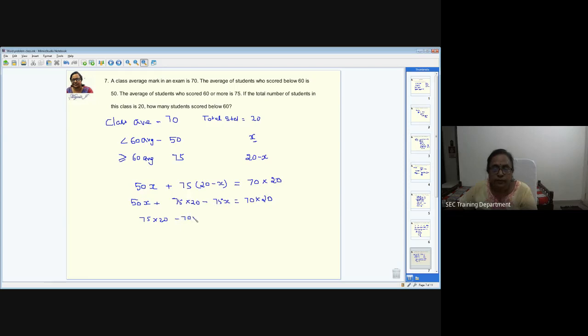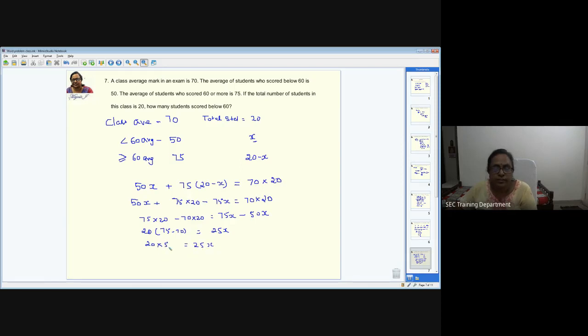70 into 20 equals, take this part here, it's going to be 75x minus 50x, because I'm bringing this 50x also to this side. So when you take 20 as common, this is 75 minus 70, and this side is going to be how much? 25x. So this is again 5. So 20 into 5 equals 25x.